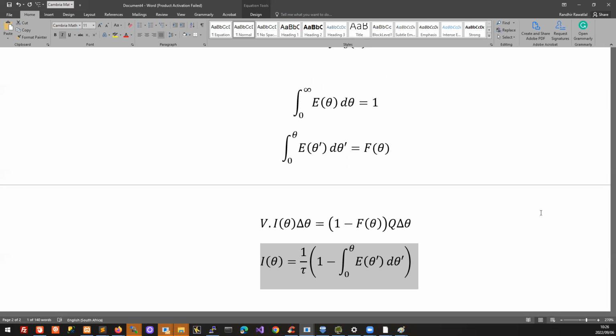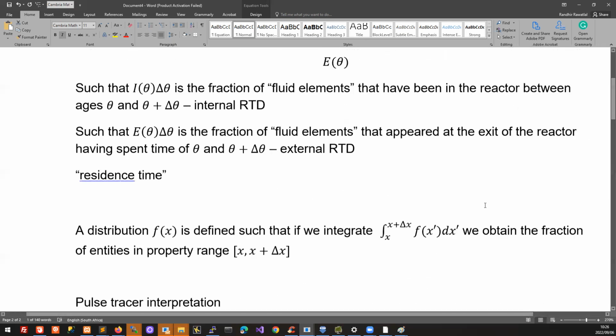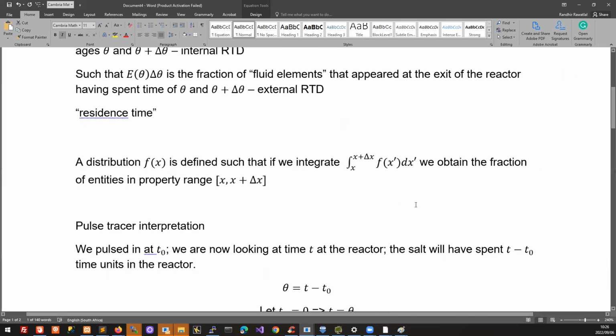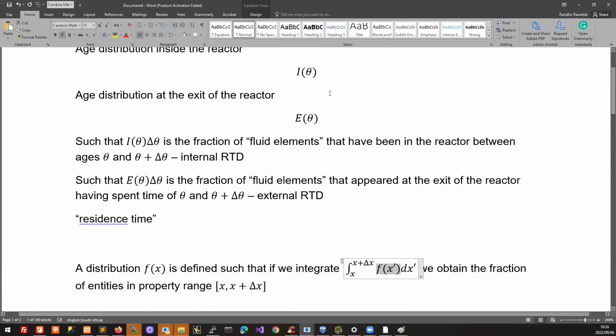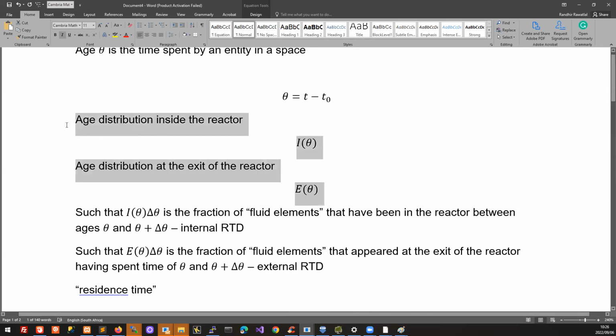Oh, sorry, sir. May I ask if we can look at the E distribution as a probability function? That's exactly right. So that's why I said, when we introduced this idea about fractions, we introduced this general function. So this is a probability density function. And so E and I are probability density functions. That's right.